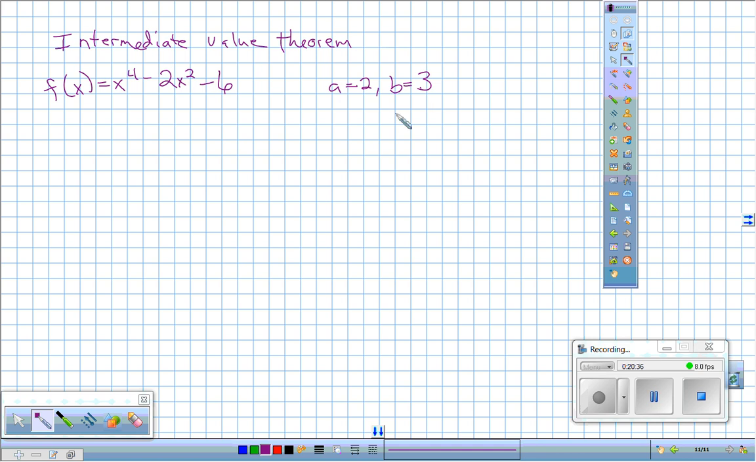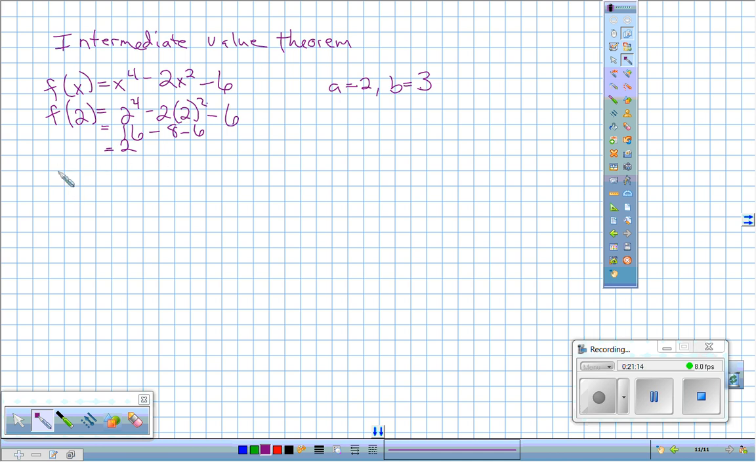So what I'm going to do is plug these in, and I'm looking for a sign change. If there's a sign change, I know there's a 0. So I have f of 2 equals 2 to the fourth minus 2 times 2 squared minus 6. 2 to the fourth is 16, minus 2 squared is 4, times 2 is 8, minus 6. 16 minus 8 is 8, minus 6 is positive 2.